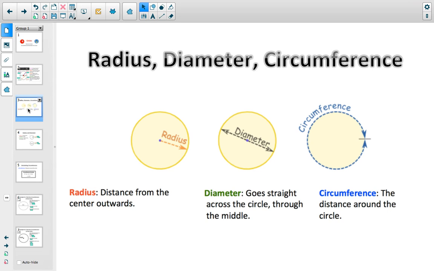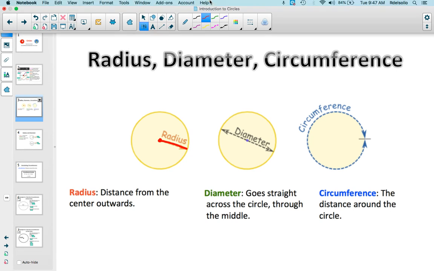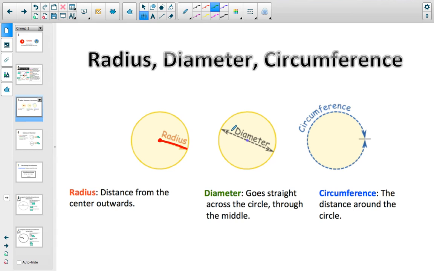Let's talk a little more about radius and diameter, and we'll touch on a new term called the circumference. So again, the radius of a circle is the distance from the center to the outside of the circle. So here's my center point. The radius goes from the center to the outside. The diameter goes straight across the circle right through the middle. So here's our middle point, our center. And the diameter is a straight line that goes right through the center.